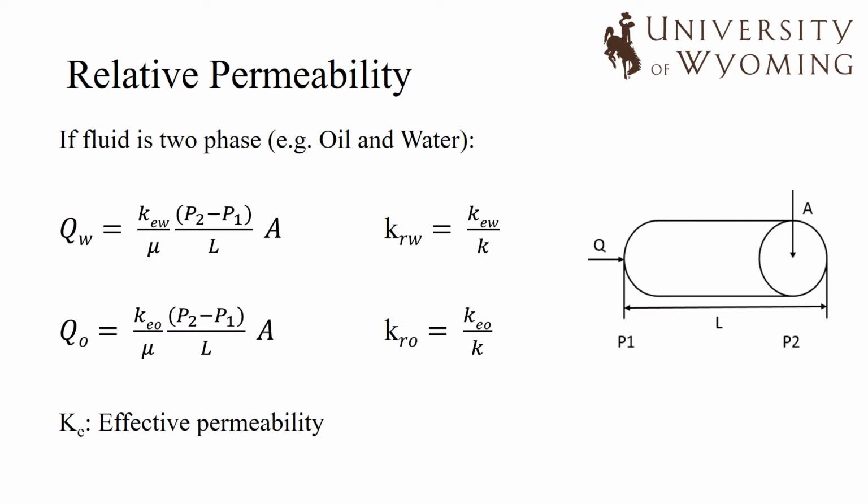Once we have two phases, the permeability in the Darcy equation becomes the effective permeability to that phase, and therefore we use two Darcy equations, one equation per phase. After that, there's what we call relative permeability, which is effective permeability divided by the absolute permeability that we estimated after the Klinkenberg effect. The relative permeability to oil would be the effective permeability to oil divided by the absolute permeability.